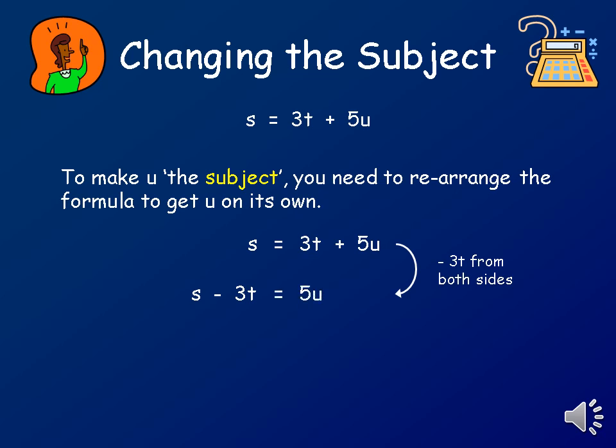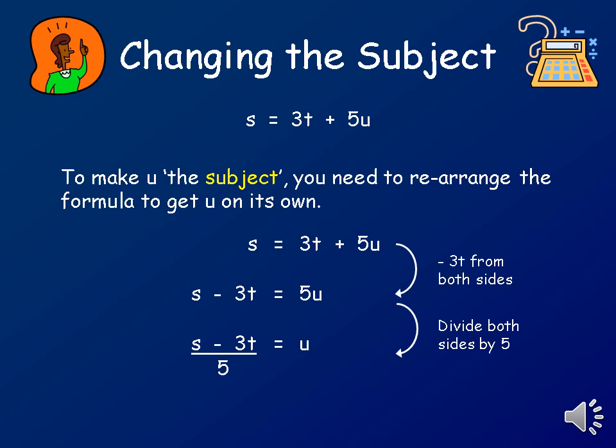So the u is still not on its own, it has 5. Okay, divide both sides by 5. Alright, so u is now on its own. U equals s minus 3t divided by 5.